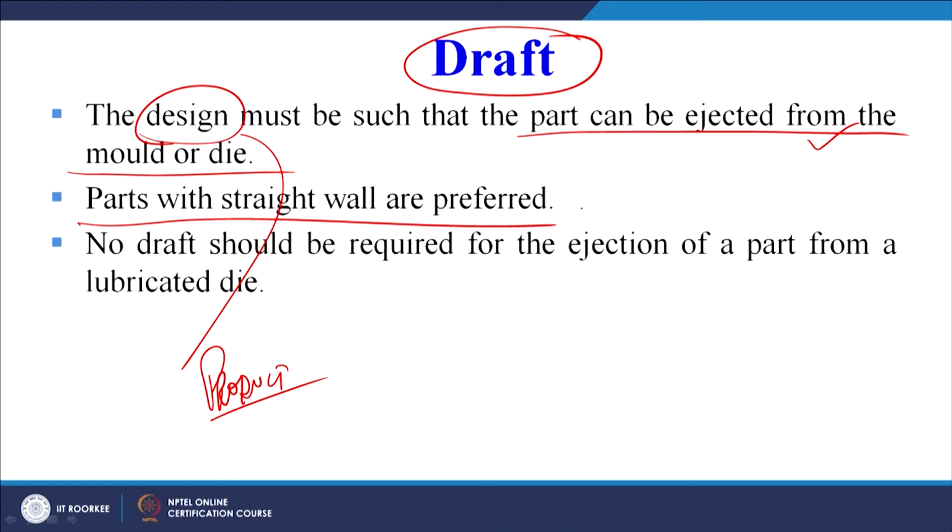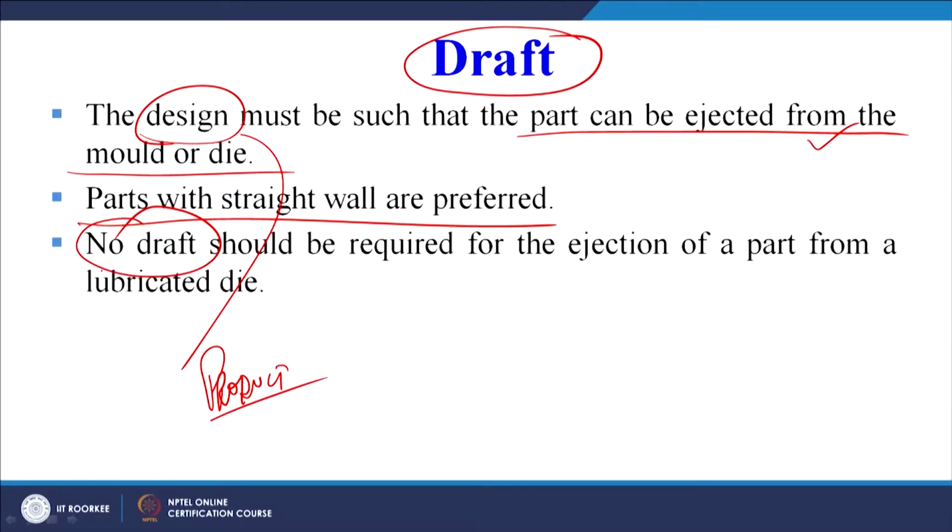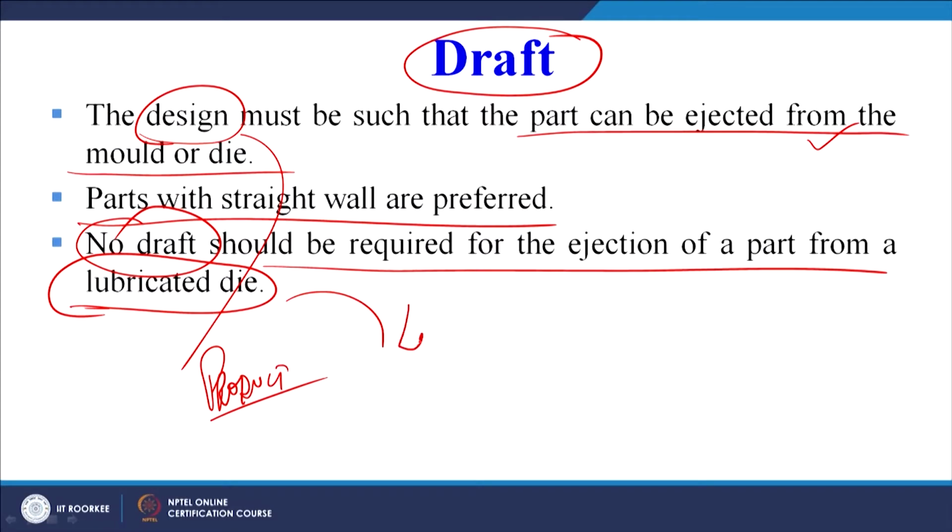Usually in case of our metallic parts or plastic parts, we have suggested that there must be a draft in order to provide easy removal of the part from the die, but here parts with straight walls are preferred. No draft should be required for the ejection of a part. When the part has to be ejected, especially in case of metal parts made by metallic powders, no draft is required, but there is an additional requirement of a lubricated die. If you are using a lubricated die, you need not provide any draft on the parts which are going to be made from powdered metals.